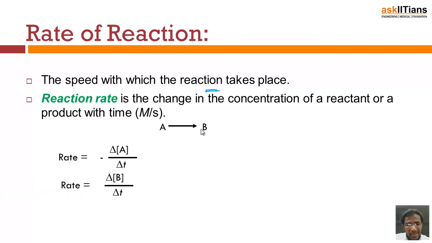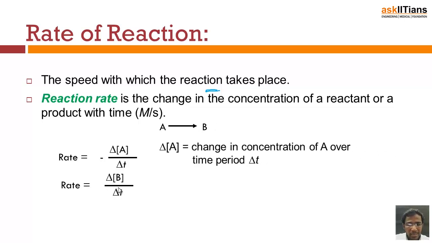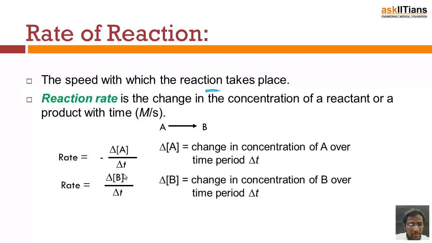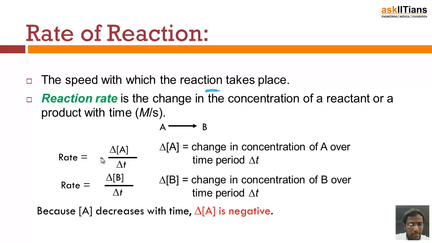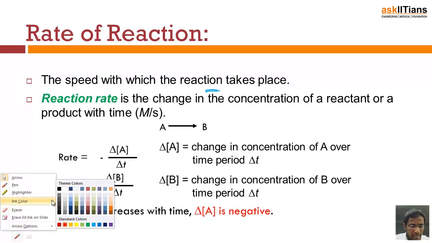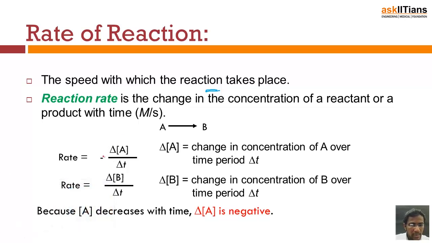Similarly, the concentration of B is also changing, so I can also define rate in terms of B. So rate is equal to the change in concentration of the product B divided by delta T over a certain time period delta T. Delta A and delta B represent the change in concentrations of A and B over a certain time period. But here the rate is positive. Rate is always positive. The concentration of A is decreasing, so delta A is actually negative. To make the rate positive, we multiply it with a minus sign. So the minus sign indicates that the concentration of A is decreasing, so delta A is negative.